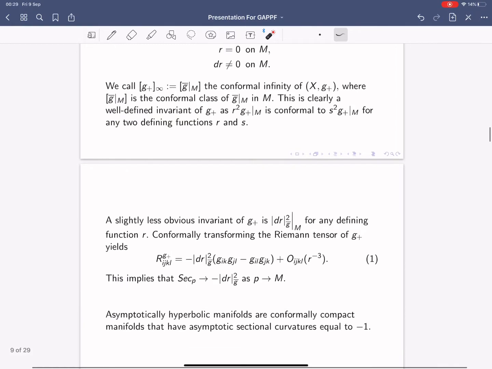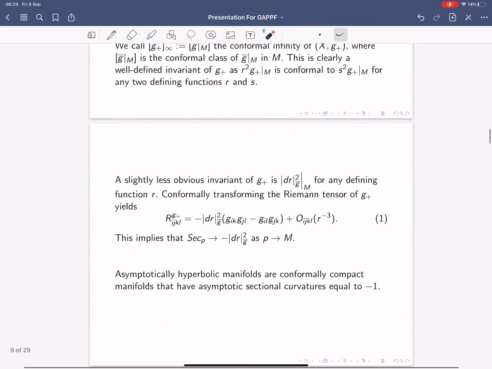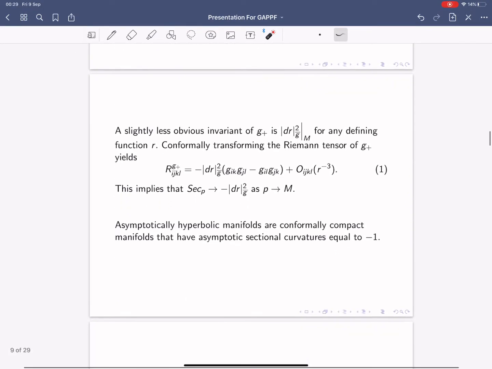And then a slightly less obvious invariant of G plus is the following. If you take the differential of R and you take its norm squared with respect to G bar, where G bar means compactify G plus with R, if you take that restricted to the boundary, this actually doesn't depend on the defining function that you chose. So that's a very nice fact.